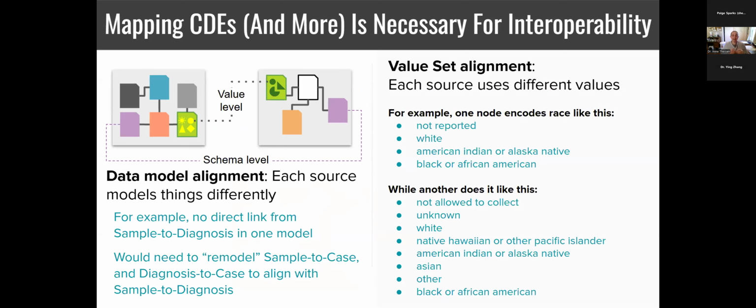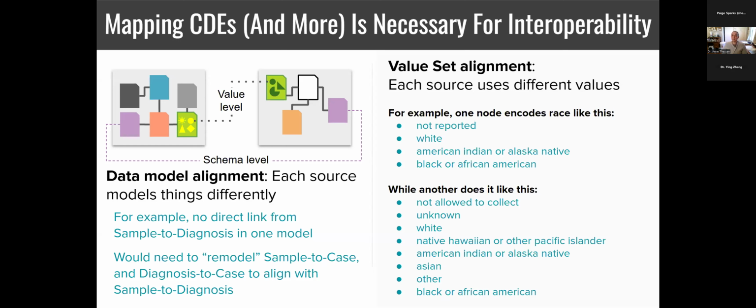So first you've got data model alignments. For example, one model might have a sample to diagnosis, while another model has sample to case and diagnosis to case. You also need value set alignments because each source might use a different value. For example, race is a very common example of this.